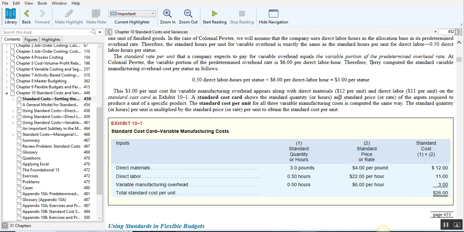So we have $12 per unit, $11 per unit in standard cost. The 12 is for the material, the 11 is for the labor, and $3 for the variable overhead. So we get a standard cost per unit after all those calculations of $26.